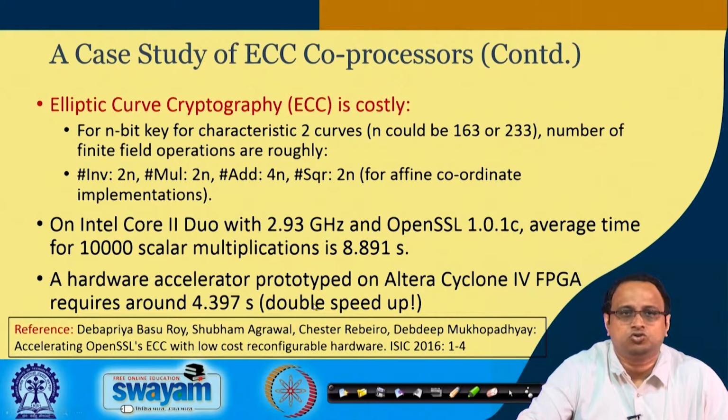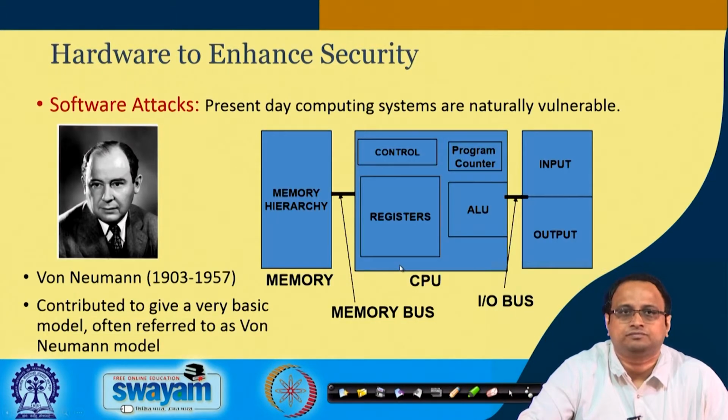Here we comment on a design which is a hardware accelerator prototyped on an Altera Cyclone 4 FPGA, which is a very popular FPGA device and a fairly low cost platform, where it requires around 4.397 seconds, which is almost a double speed up. So, here you can see that offloading or developing a coprocessor can really help you in improving your throughput and in improving the performance of your design in general.